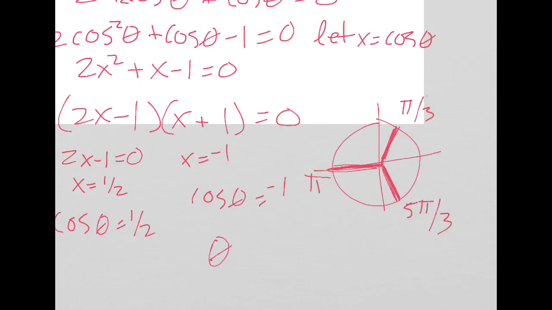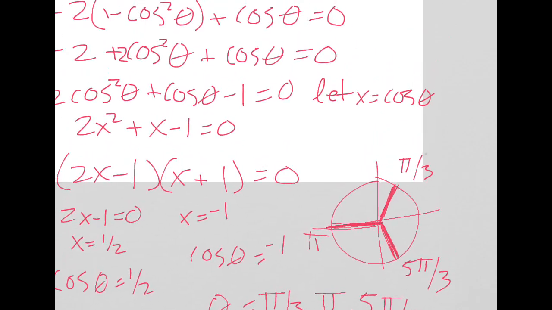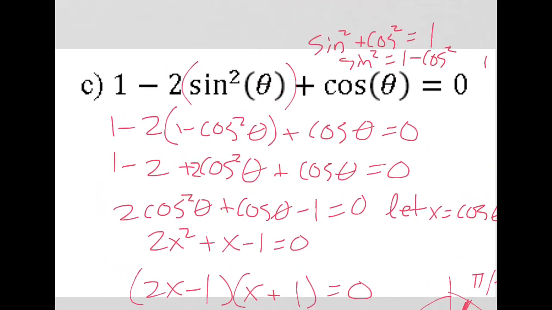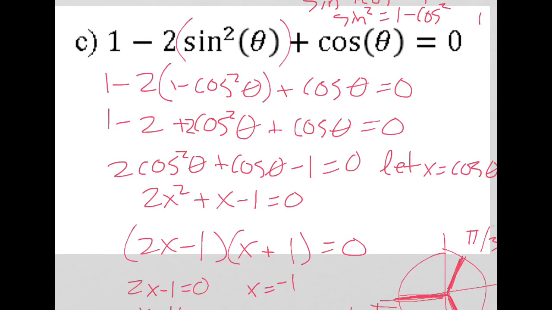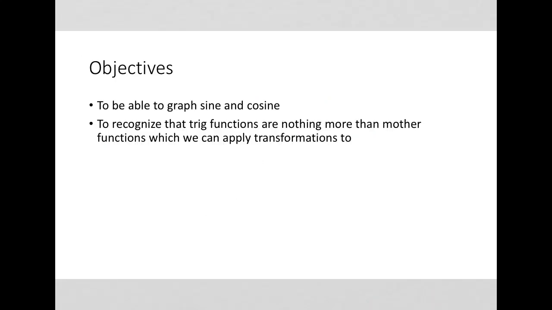So I have 3 solutions for theta. I have pi over 3, I have pi, and I have 5 pi over 3. At this point, I would recommend you look at some more of those problems and try and figure them out. They're all going to work in similar ways. It's just figuring out how to piece all of this lovely information together. All right, so that's all we're going to do with identities for now. Now we're going to look at graphing sine and cosine.